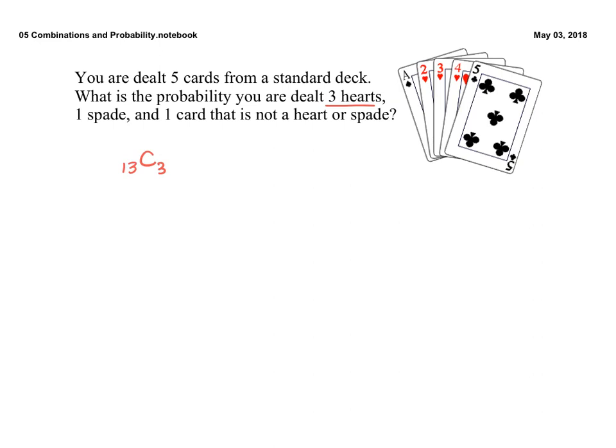And then the next part says 1 spade. So I'm going to say there's 13 spades. We're going to choose 1 of them. And then 1 card that's not a heart or a spade. So basically, if there's 13 hearts and 13 spades, there's also 13 diamonds and 13 clubs. There's 26 cards left over, or half of the deck left over. So we need one of those 26 cards that's not going to be a heart or a spade. And that's where that part's coming from.